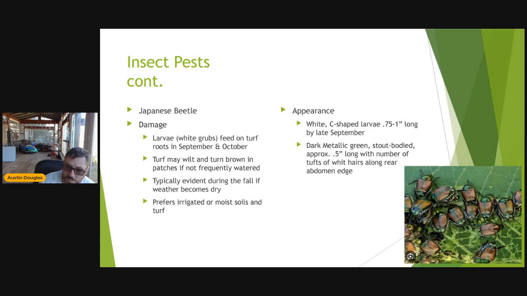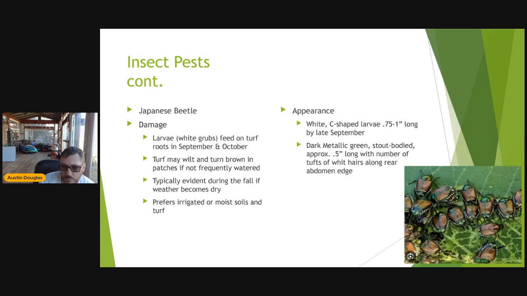This one prefers irrigated and moist soils in turf. So this is kind of the change up between the chafer and the Japanese beetle. The chafer prefers non-irrigated turf, and this prefers irrigated turf. So if you have drier soils, it's not necessarily the environment that they like.